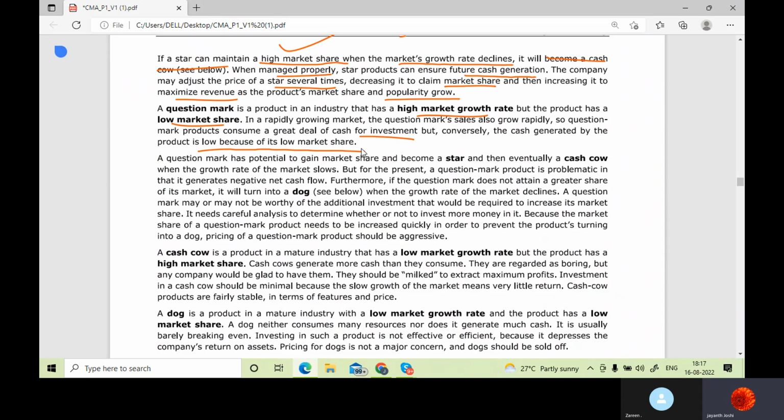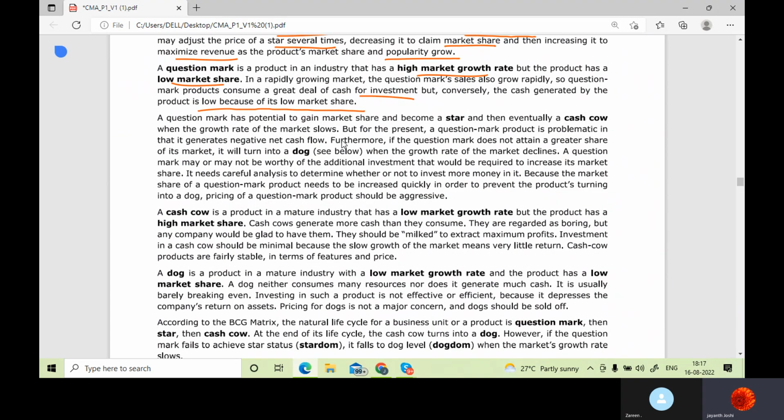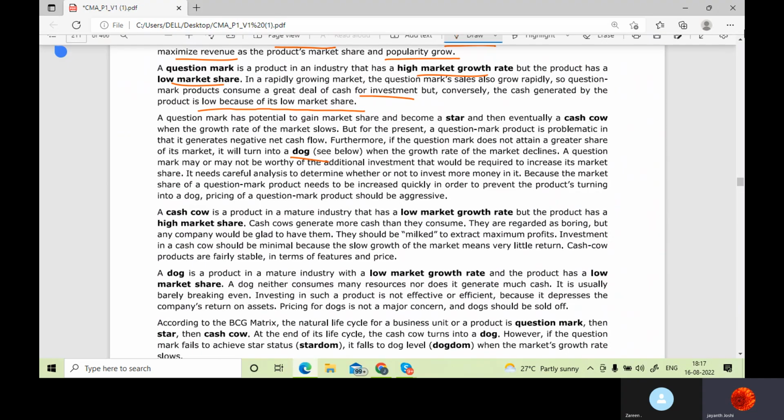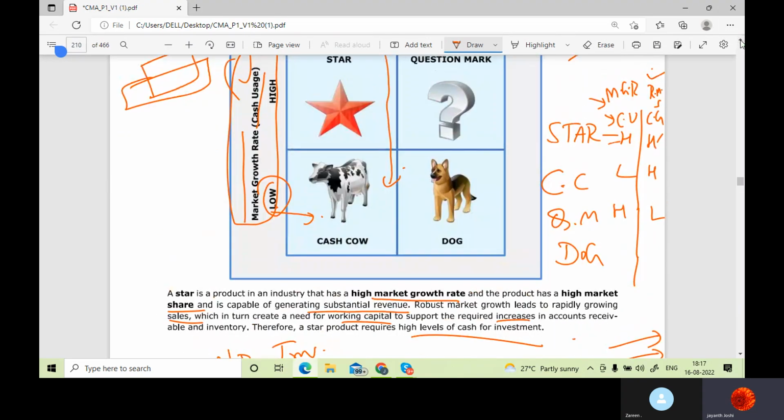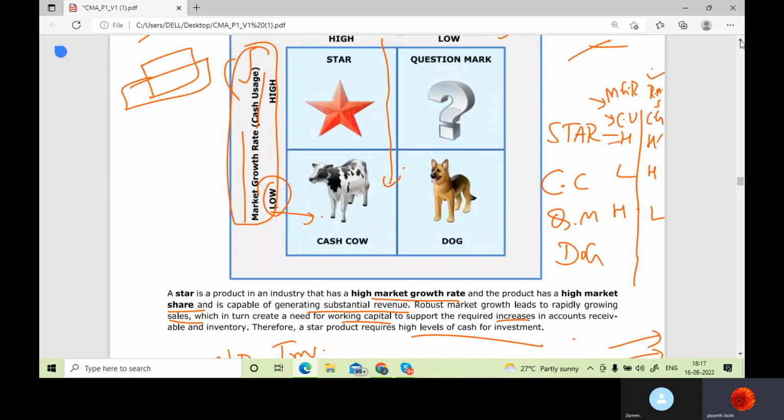That's what they are saying. When market growth rate is high, you put a lot of money in, but the output you get is low. The investment you put in is high, but the cash they give is less. And then comes the dog. So dog is a product where you have low market growth rate and low market share.